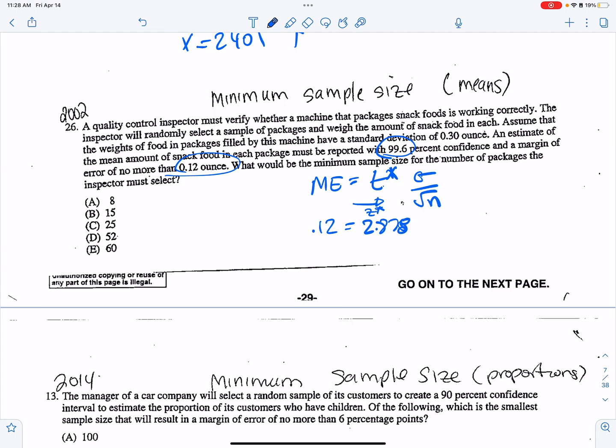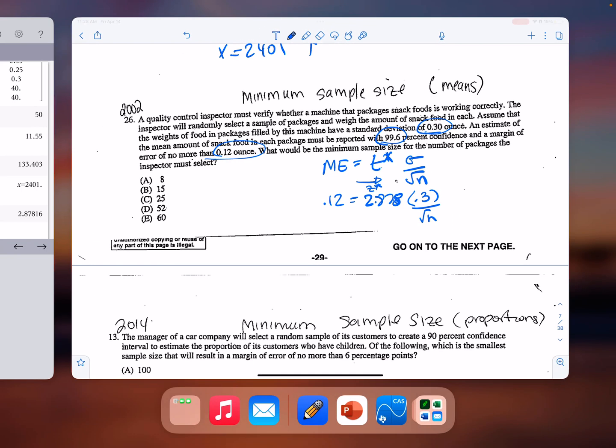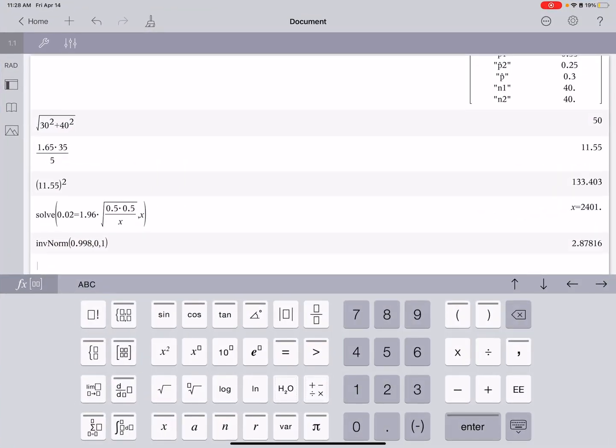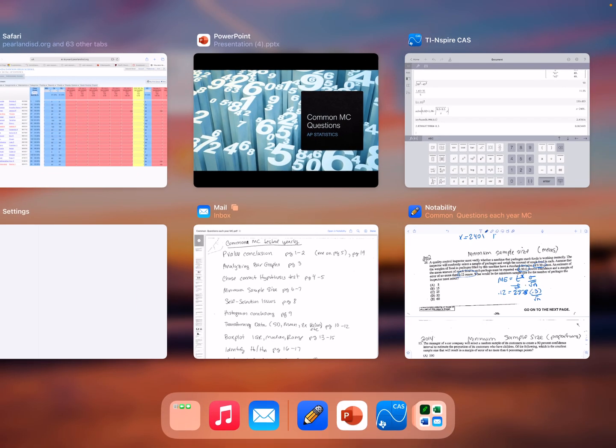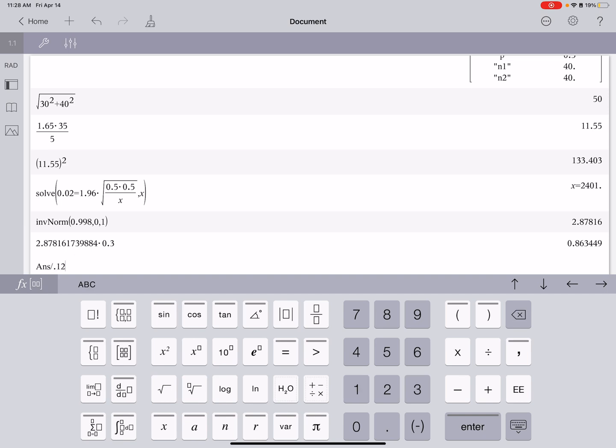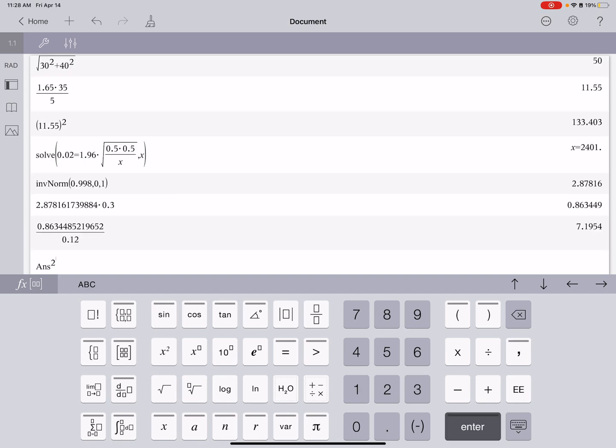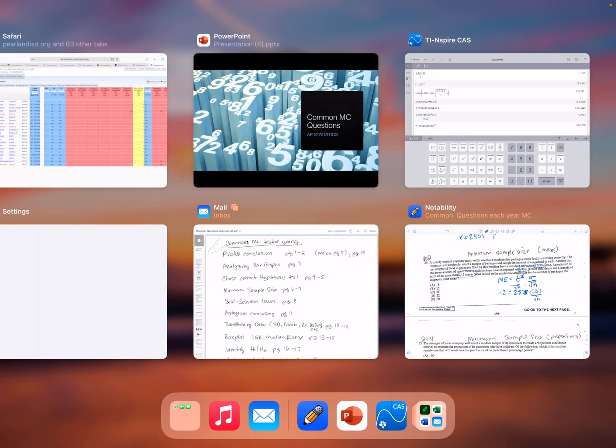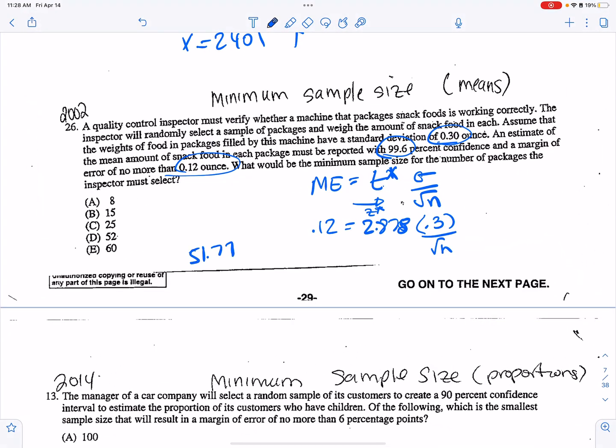Then it tells me standard deviation is 0.3 over square root of n. So if I do 0.3 times 2.878 divided by 0.12, and then squared, I get 51.77. Again, we have to round up. And that one was pretty obvious because we rounded up. But always round up on these because remember, it makes this whole thing bigger, and I am bounded by what this can be when it says no more than.